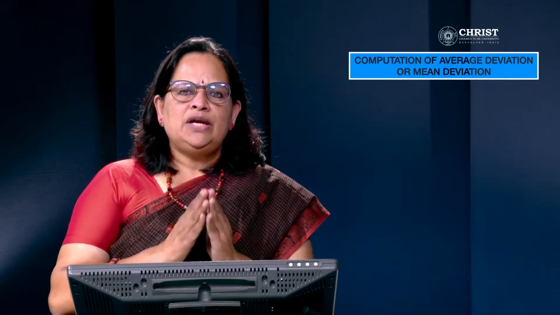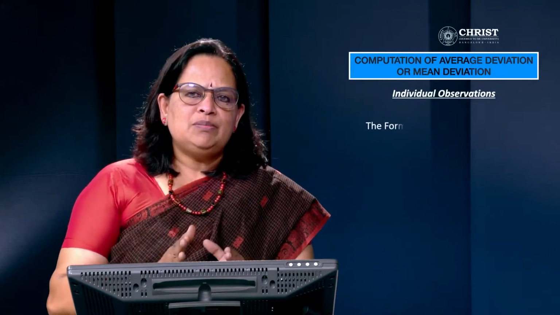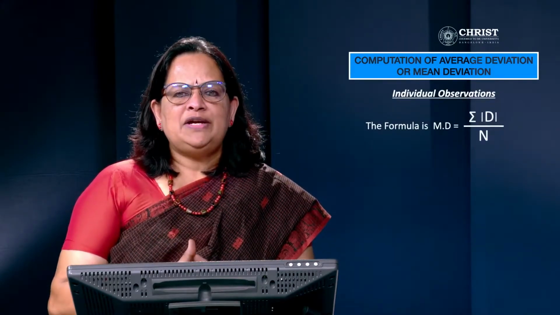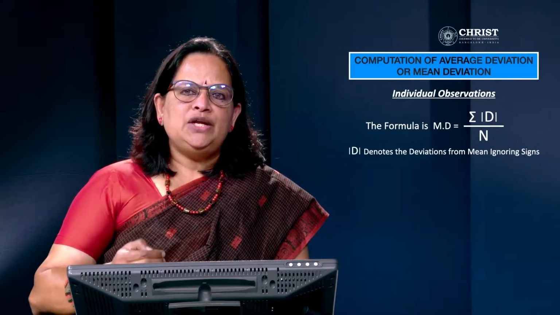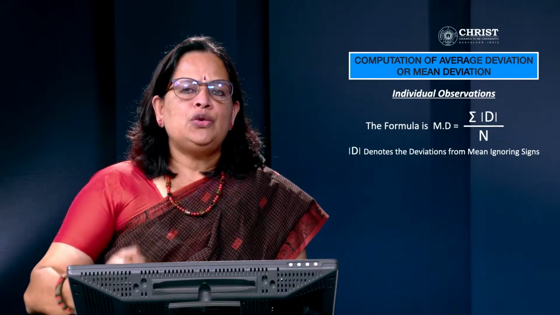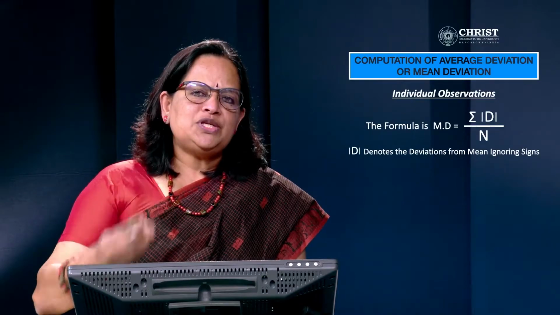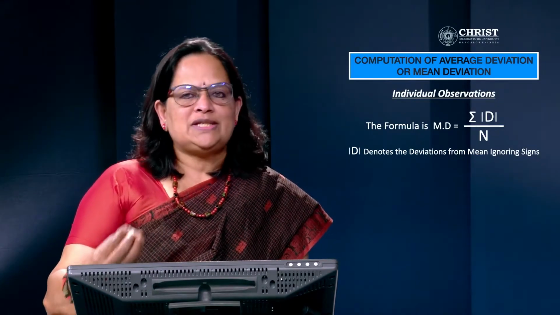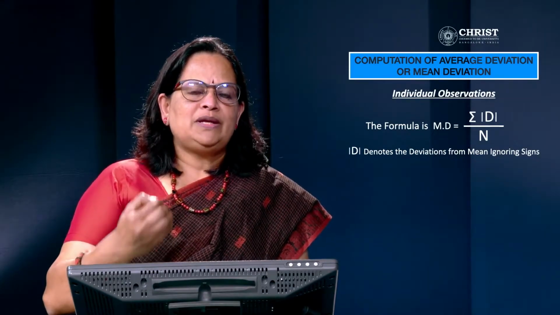For individual observations, the formula for computing mean deviation is sigma delta d divided by n. Here delta d denotes deviations from the mean ignoring signs. This is one limitation of mean deviation also, that we are ignoring signs. I will explain that point with the problem.